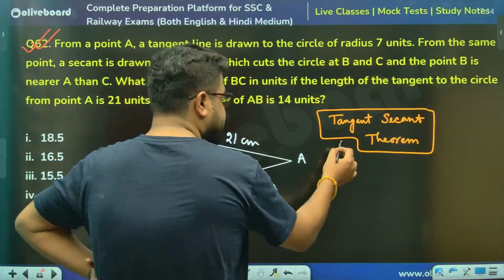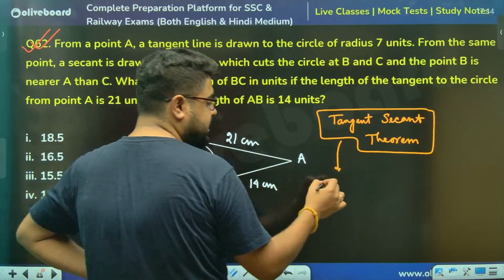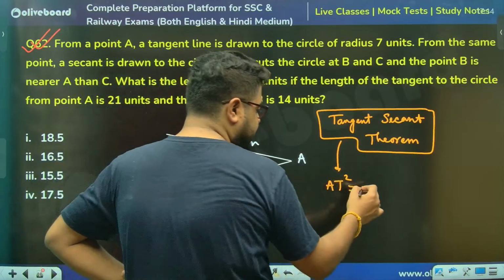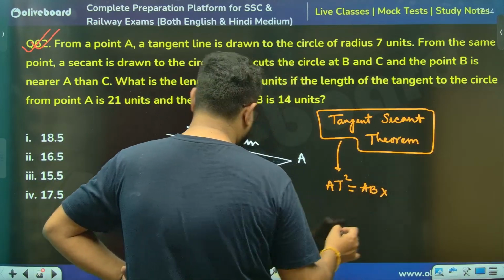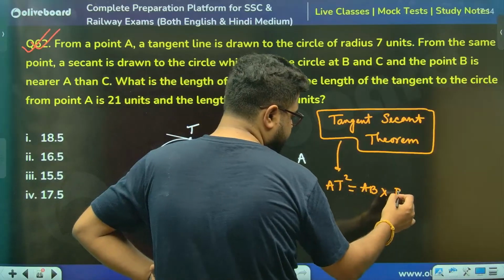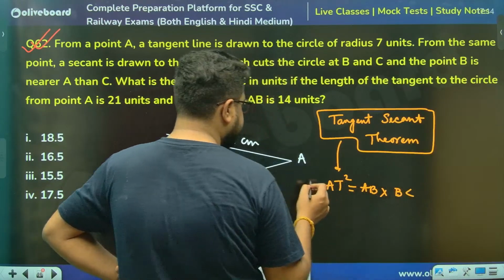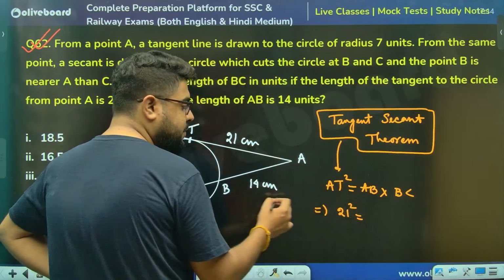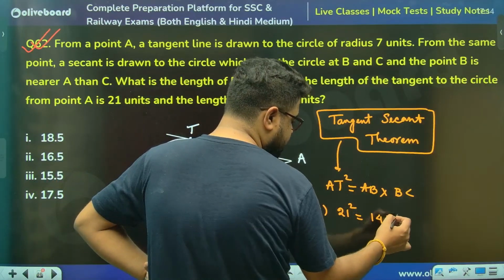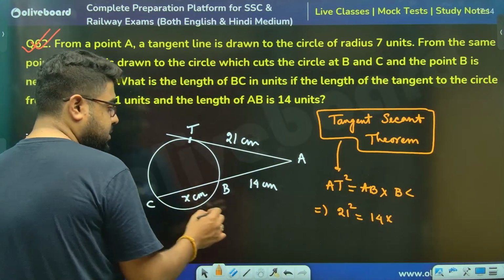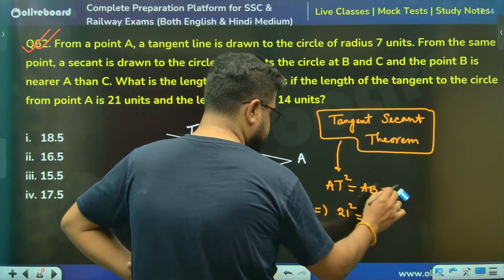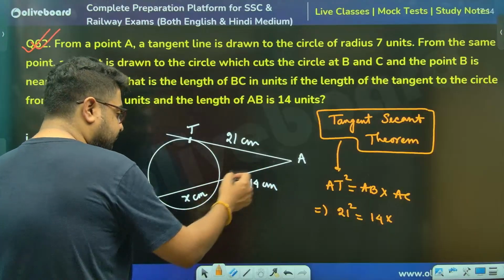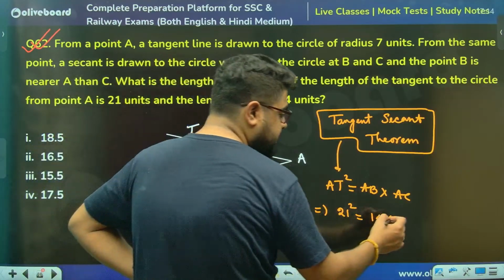The tangent secant theorem is saying that the tangent square is equal to the secant multiplication AB into BC. From there we can say the tangent is 21 square, equal to AB which is 14, into, sorry, not BC, extremely sorry. A was there, so AC. AC will be x plus 14.